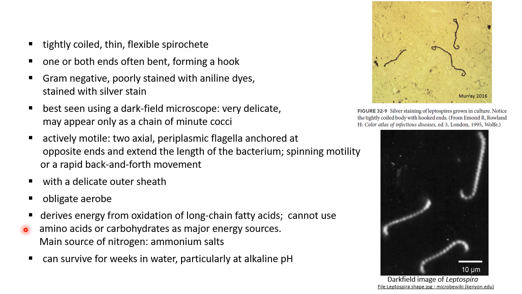It derives the energy from the oxidation of long-chain fatty acids, cannot use amino acids or carbohydrates as major energy sources. This is very interesting to note. And the main source of nitrogen would be ammonium salts. The organism can survive for weeks in water, particularly at alkaline pH, and this has something to do with its transmission.